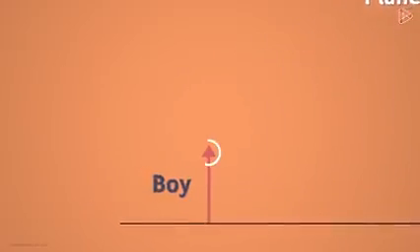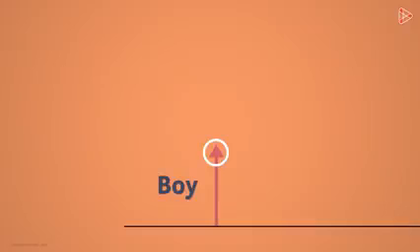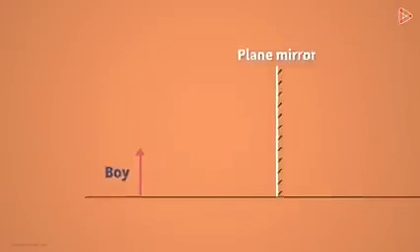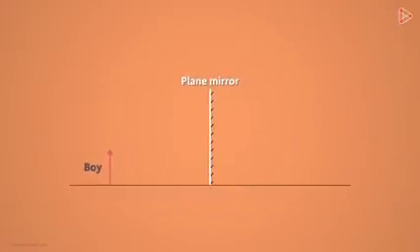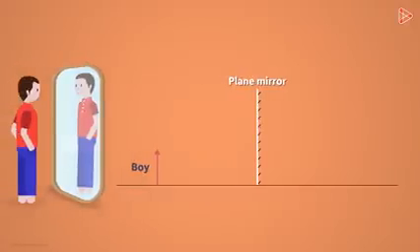Let's represent this boy with an arrow pointing up. And here is our plane mirror. You can assume the top of the arrow to be the top of the head of a boy. Now, where is the image of the boy formed? When we see the image in the mirror, it seems to us that the image is formed somewhere behind the mirror. But there is nothing behind the mirror, right?